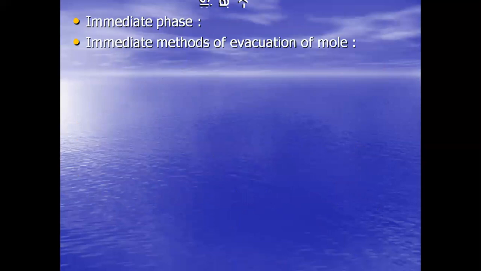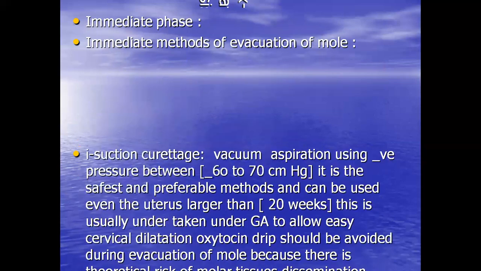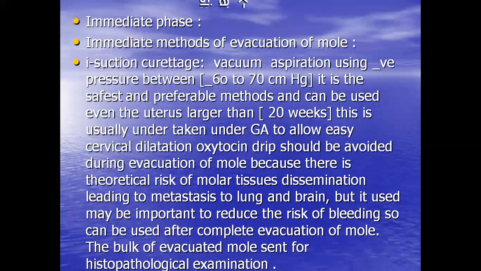Immediate phase. What is the immediate method of evacuation of the mole? Suction curettage. Vacuum aspiration using negative pressure between 60 and 70 centimeters of mercury. It is the safest and preferable method and can be used even if the uterus is larger than 20 weeks. This is usually undertaken under GA to allow easy cervical dilatation. Oxytocin drip should be avoided during evacuation of the mole because there is a theoretical risk of molar tissue dissemination.